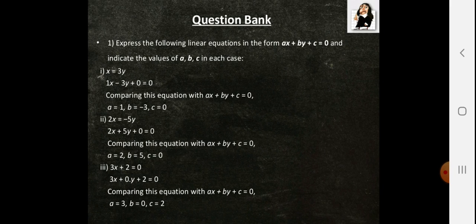This is the question bank. Here you can see that x is equal to 3y. Convert it into ax plus by plus c is equal to 0. So here my a is 1, b is minus 3 and c is equal to 0. For the second, I have converted the equation into standard form. So the value of a is 2, b is 5 and c is 0. For the third, the value of a is 3, b is 0 and c is 2.